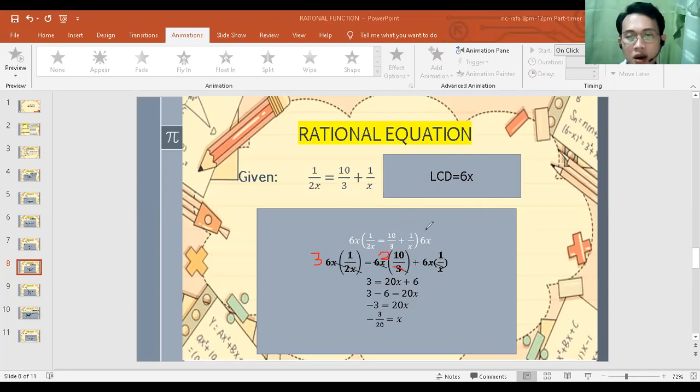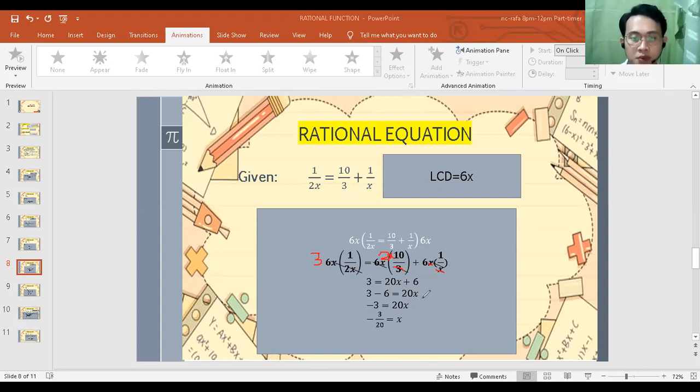And after that, also 6x times 1 over x. As you can see, we have the value x. We cancel out x. So 6 times 1 is the remaining value. Then simplify. 3 times 1, you get 3. 2 times 10, you get 2x. I'm so sorry, it's 2x here. Since 6x divided by 3, that's 2x. So 2x times 10, you get 20x. And then in this part, 6 times 1, you get 6.